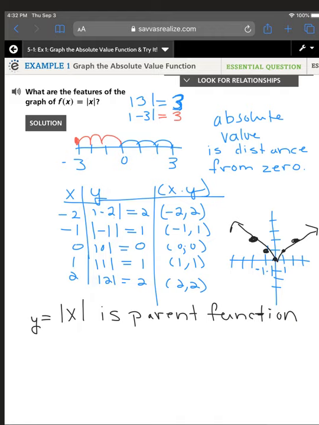What you also want to know is that this is V-shaped. All absolute value graphs are going to be V-shaped, which is very important to remember. That's how you can tell you have an absolute value function versus a different type of function.